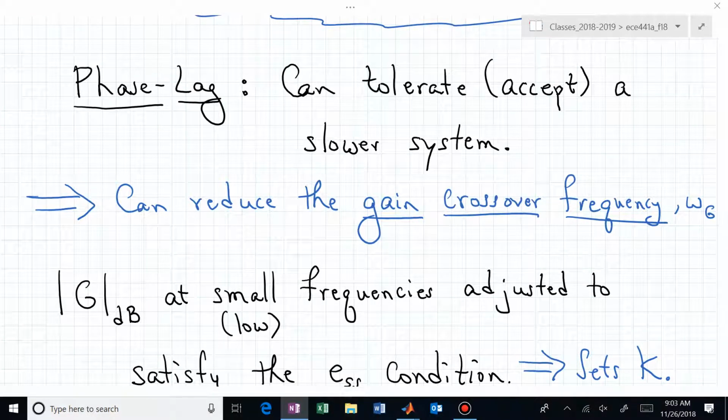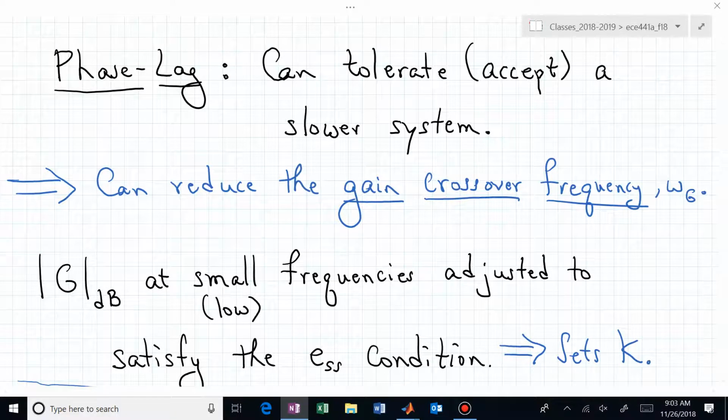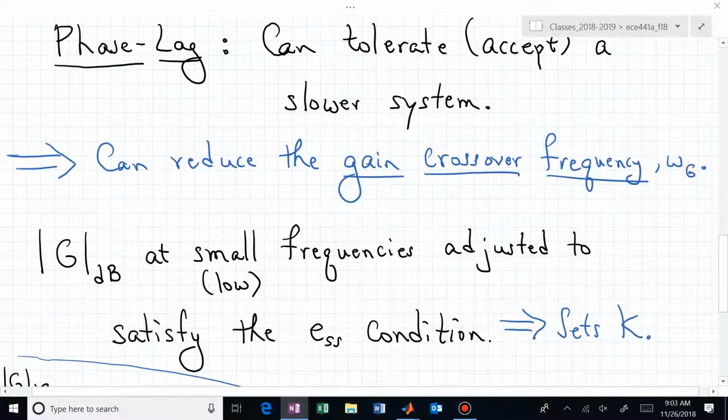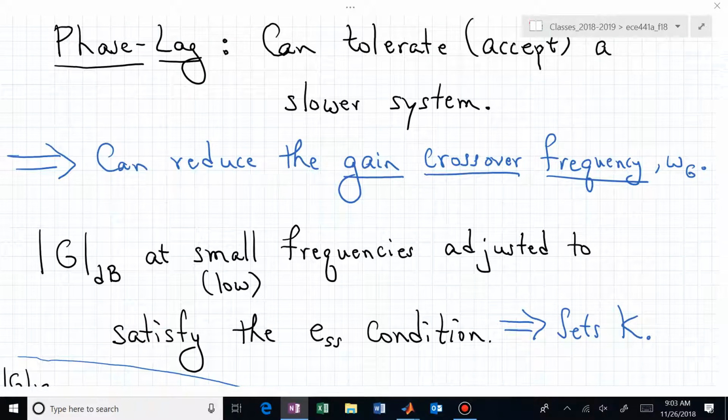In terms of concept, now we are actually saying go ahead and allow us to slow down the system. We're not having to push the bandwidth higher. We can actually make the bandwidth smaller, which means that we can reduce the gain crossover frequency omega sub g. And typically what we're doing with a phase lag controller is we're focusing on steady state accuracy. We're trying to achieve particular performance in terms of steady state behavior.